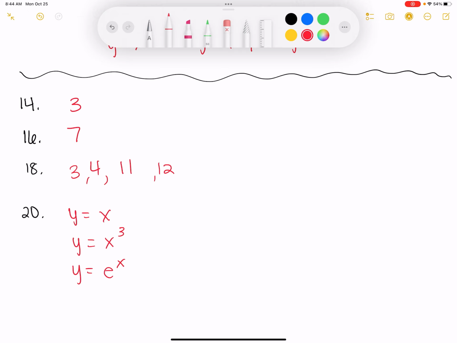Y equals 1 over 1 plus e to the negative x.